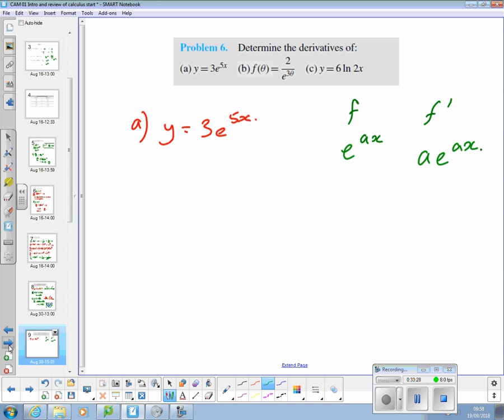Okay. So in this case, what is a in this function here? You're comparing that with that. So what's the value of a? Yeah, 5. Bring it out and multiply. Times the 3. E to the 5x. 15 e to the 5x. Yeah.